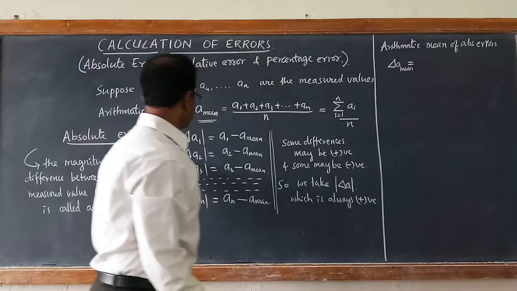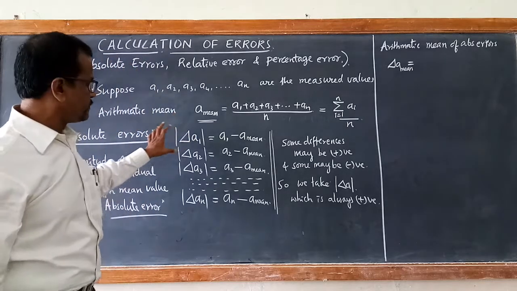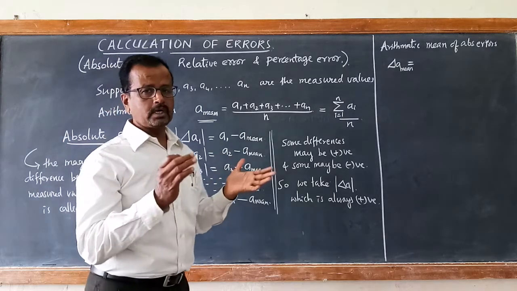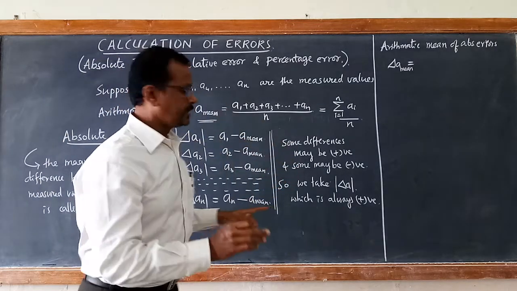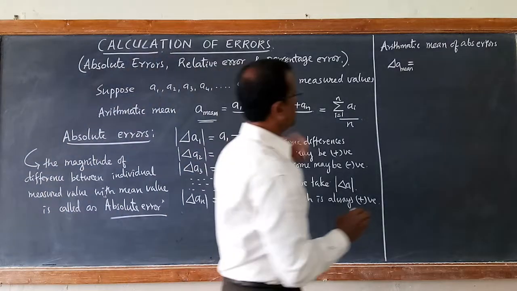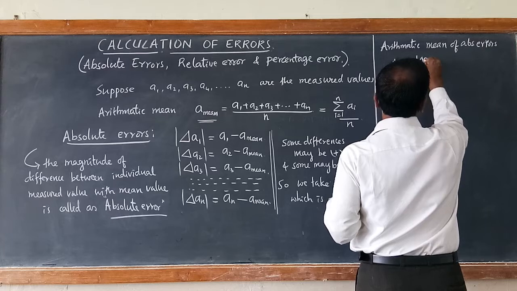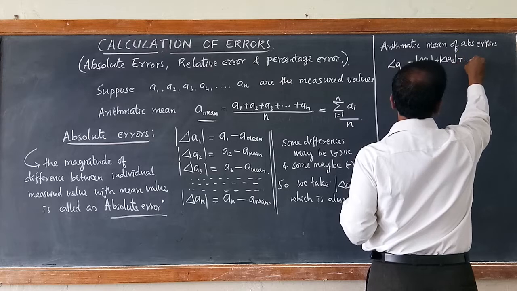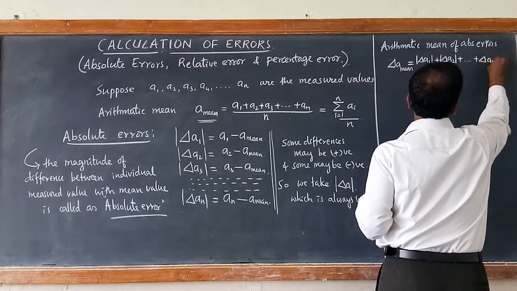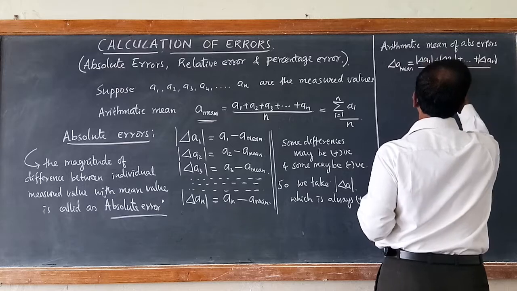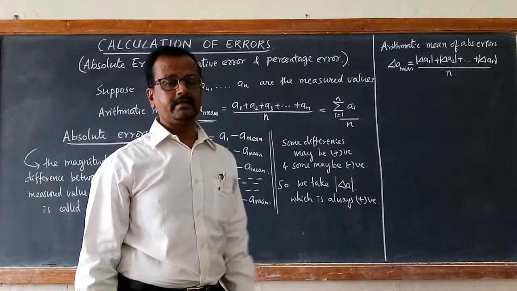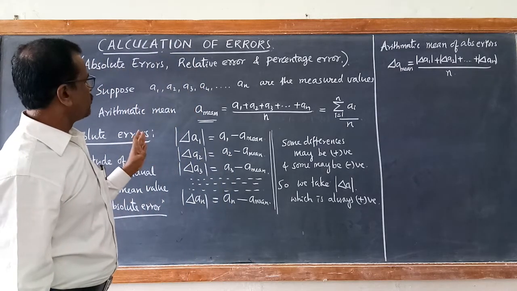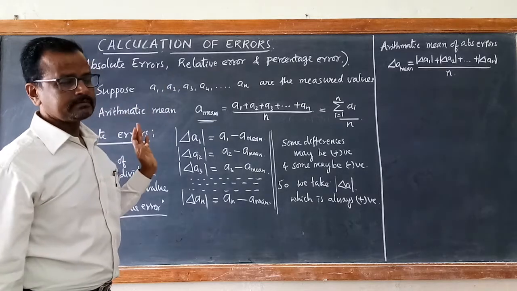Delta A mean means we got all these values to be positive by taking the modulus. We got delta A1, delta A2, delta A3 and so on. All values are going to be positive because we have to apply magnitude, meaning modulus. So take the arithmetic mean. That gives us modulus of delta A1 plus delta A2 plus and so on up to delta An, whole divided by n. So this gives us delta A mean. Then we define now what is relative error.